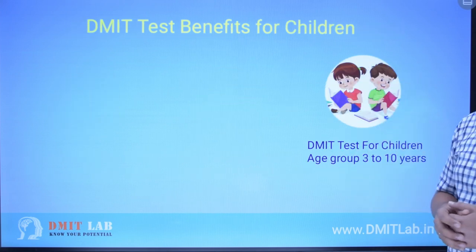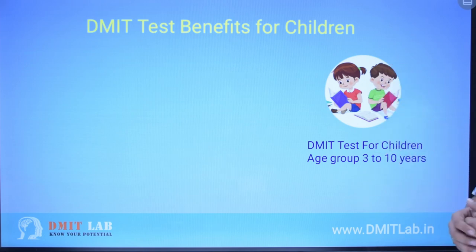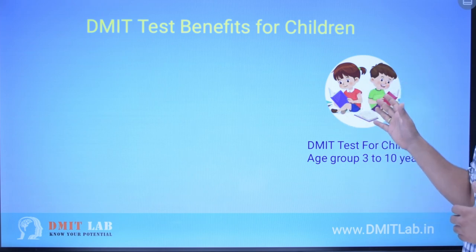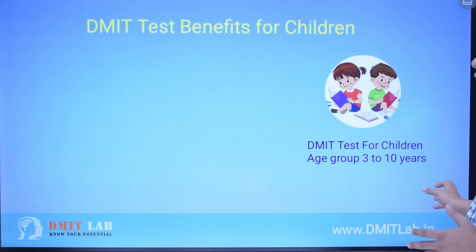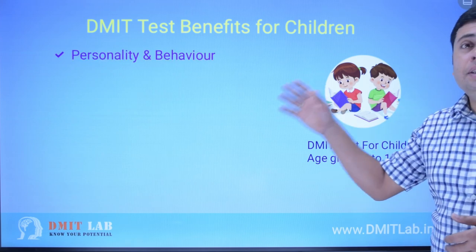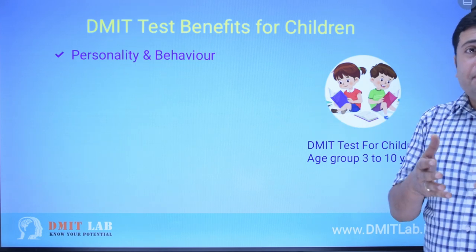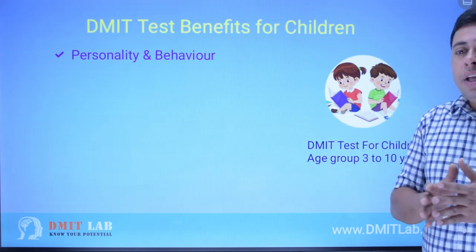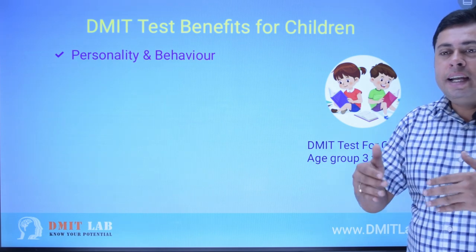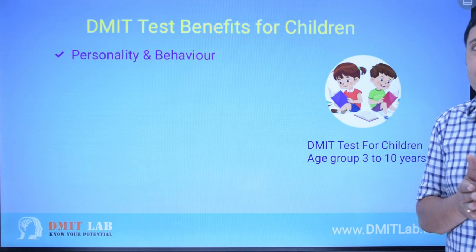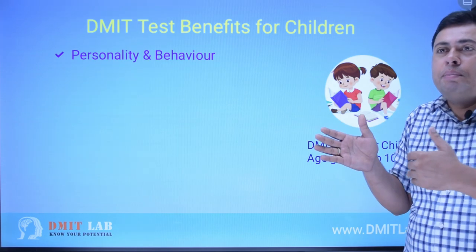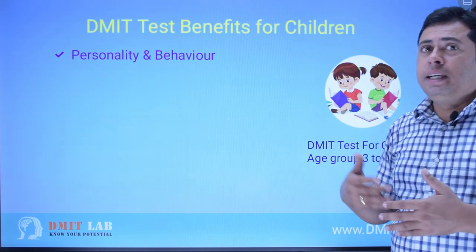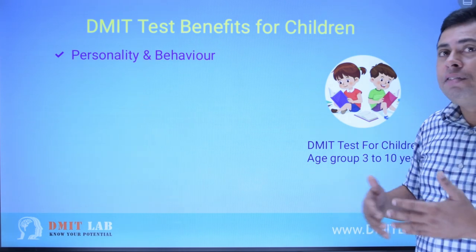Now the first age group, that is 3 to 10 years. What are the DMIT test report benefits for children? The first benefit children get is personality and behavior. As a parent, you can understand your child's personality and their behaviors, because once they cross 3 years, personality and behavior start reflecting. Before 3 years, we don't consider them as children, it is like they are gods. Actual behavior and personality characteristics start reflecting only after 3 years.